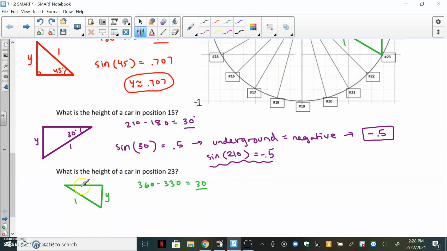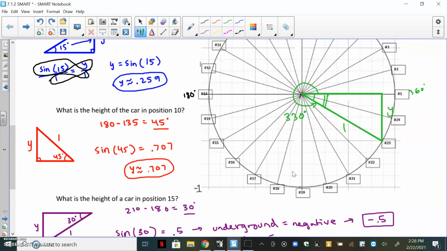All right, so now I can just use the sine of 30 for this one as well. So we know from this problem that we get 0.5, but because this one is also underground, this is going to be a negative 0.5 as well. All right. And that's about it.